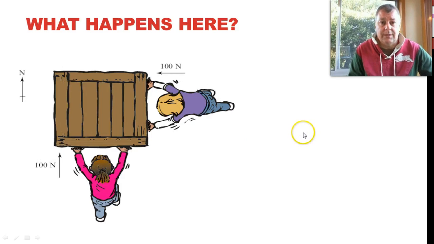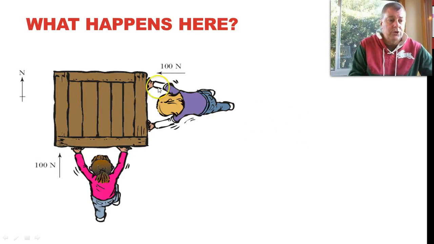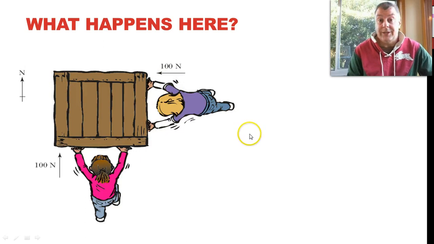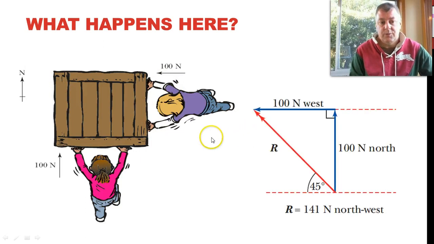What happens when it's like this? Well, we should know that the crate's going to move off to the north. What's that? The northwest, isn't it? And so in terms of vectors, we draw one vector. In this case we drew the north one first, and then we put the west one there, and we draw our resultant from here to here, and we use Pythagoras to work out that that's going to be 141 newtons, and we get an angle which happens to be 45, so we can say north.